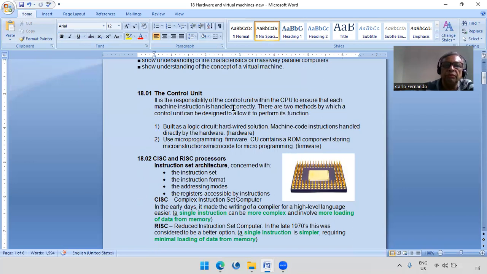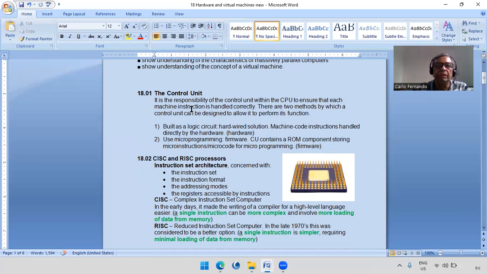It is the responsibility of the control unit within the CPU to ensure that each machine instruction is handled correctly. So all our programs will be converted to machine code instructions, that is zeros and ones. And the control unit will look after that part, identifying what it is, and fetching, decoding, and executing. You'll learn that later. All that to be done correctly.